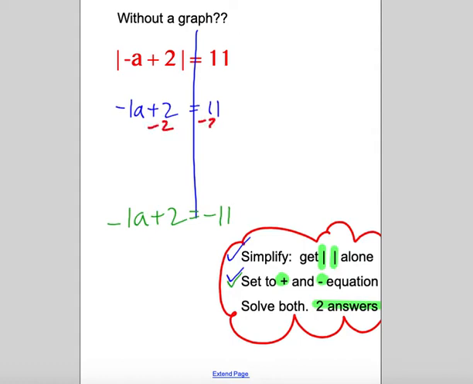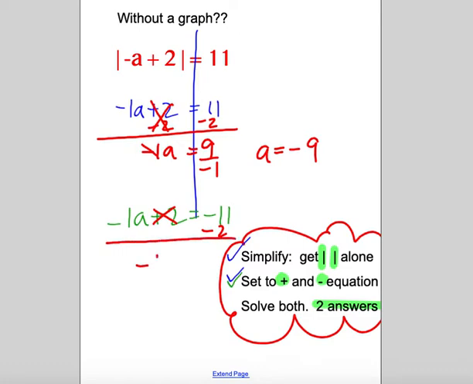Subtract 2. I end up with 9. -1a equals 9. Divide by -1, so a equals -9. Let's try this one. Subtract 2. -1a equals -13. Divide by -1, so a equals 13. Here are our two answers. There you go.